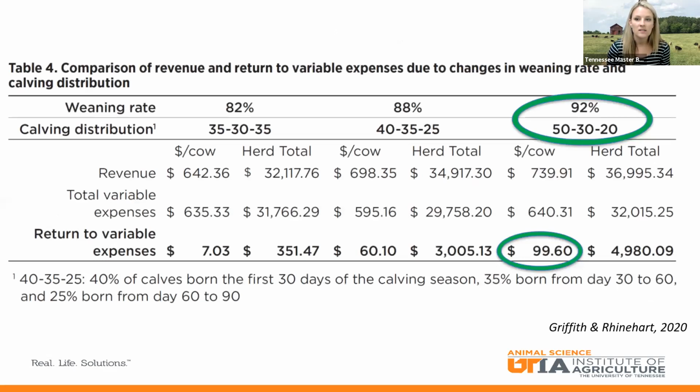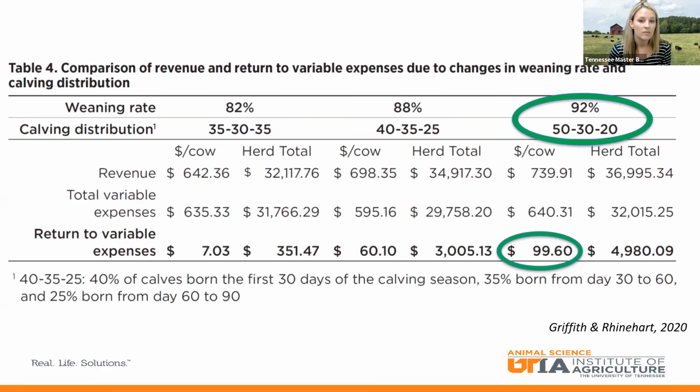I wanted to show this. This is a new extension pub that Dr. Reinhardt and Dr. Griffith, that y'all heard from a couple weeks ago, did last year. And looking at the revenue and return of these expenses due to changes in calving distribution and weaning rate.